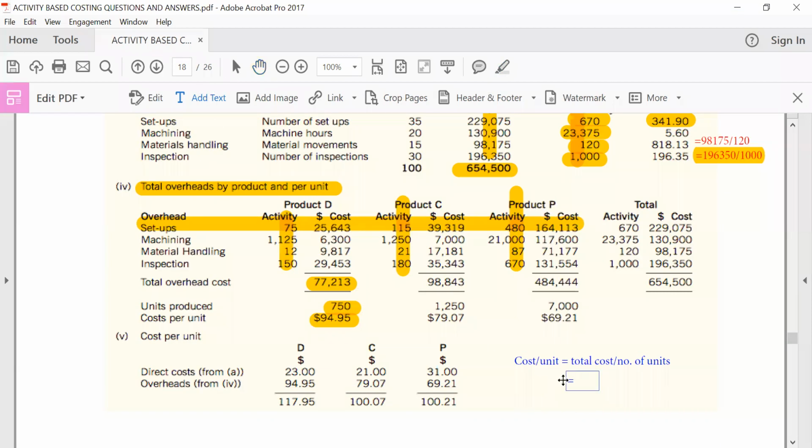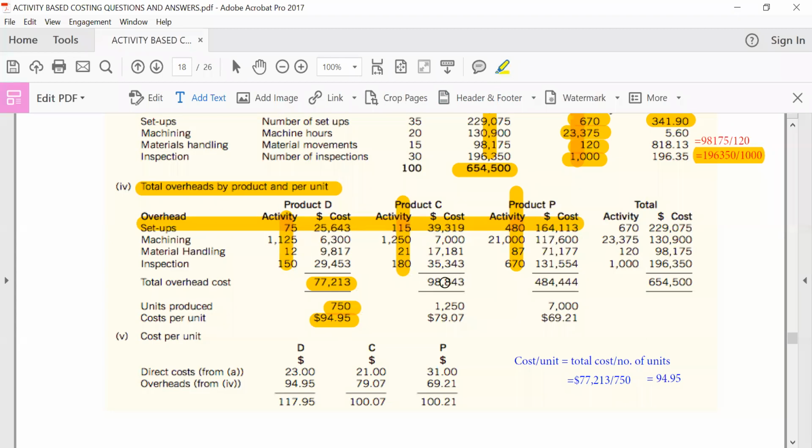So I have it here. The total cost here was 77,213 divided by the number of units produced, which is 750. And that will give you 94.95. That is the overhead cost per unit. The same way you do that for this overhead cost per unit.